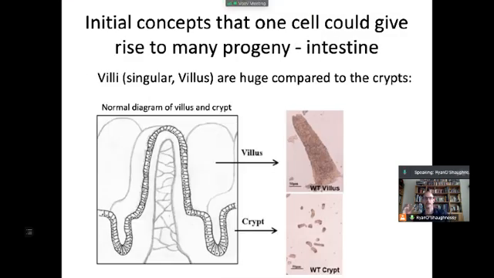Again, one cell can give rise to many progeny, and in the intestine, the villus is huge compared to the crypt, which contains the stem cells. So there's no one-to-one relationship here. The cells in the crypt must be producing an awful lot of cells to be able to contribute to a wild-type villus.